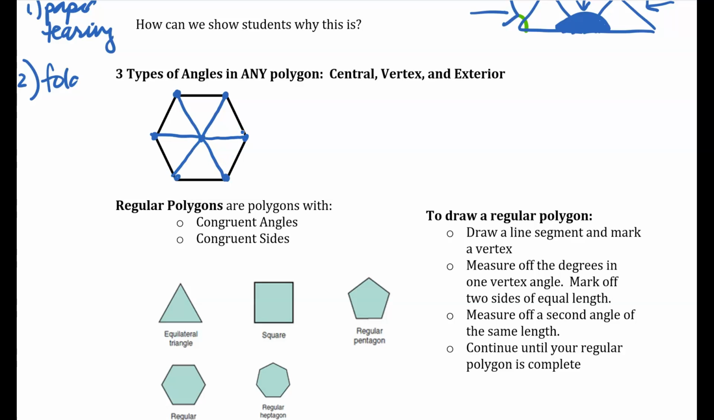And what it does is it creates some central angles. So the central angle, this right here is an example of one central angle.